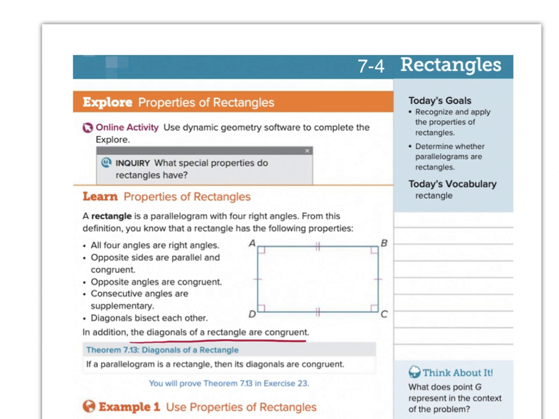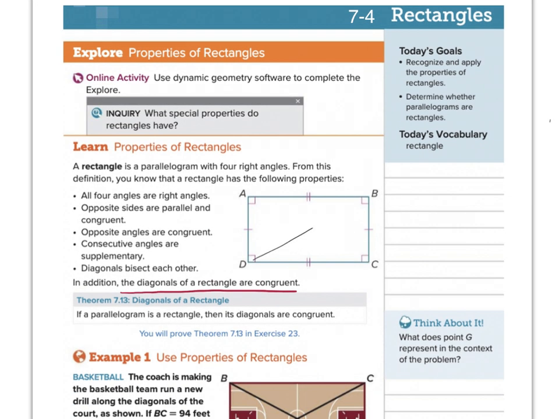Now, because of that, we do encounter some other properties for a rectangle. Of course, all the things that apply to a parallelogram apply to a rectangle because it is a parallelogram, but in a rectangle, the diagonals are congruent. So not only do the diagonals bisect each other, just like a parallelogram, but we find out that they are congruent.